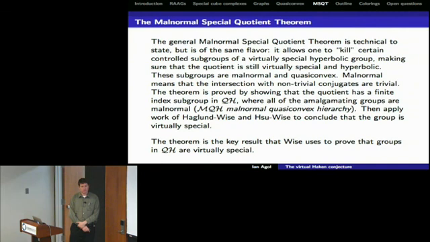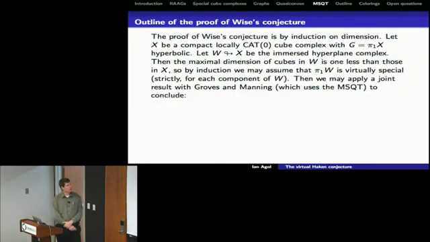Oh, okay. Yeah, that's exactly the key. So the proof of the Wise conjecture. Remember, the conjecture is that if you have a compact, locally CAT(0) cube complex with hyperbolic fundamental group, then it's virtually special. So we want to create this finite-sheeted covering space that is embedded in hyperplanes and whatnot.